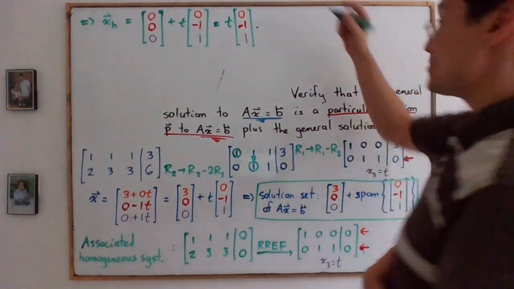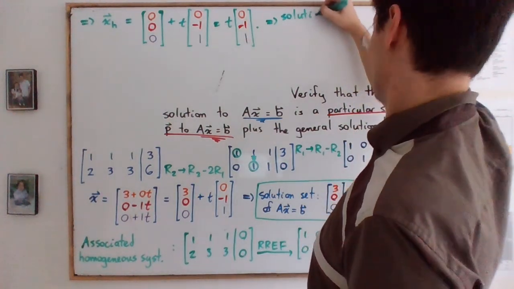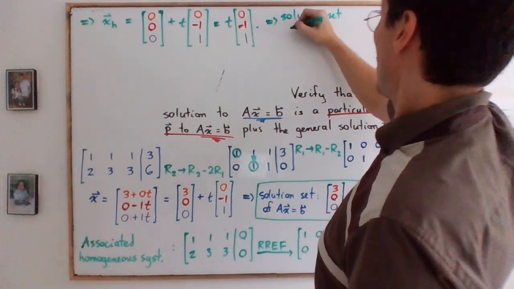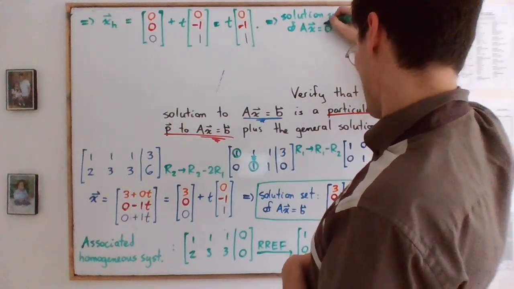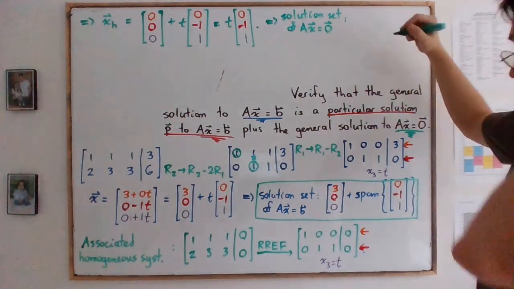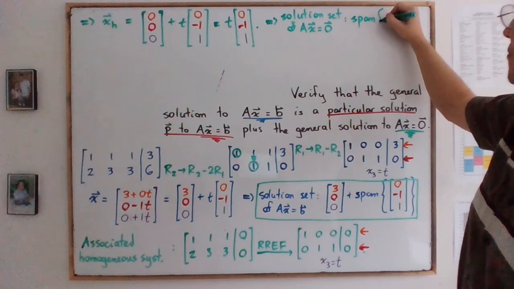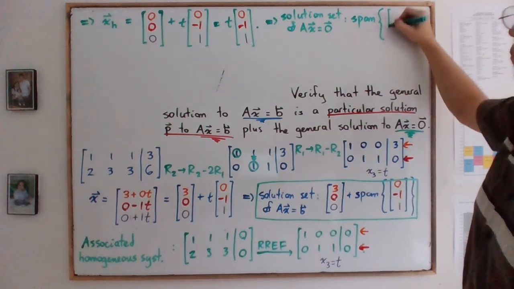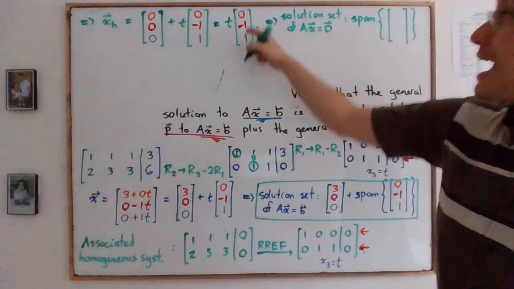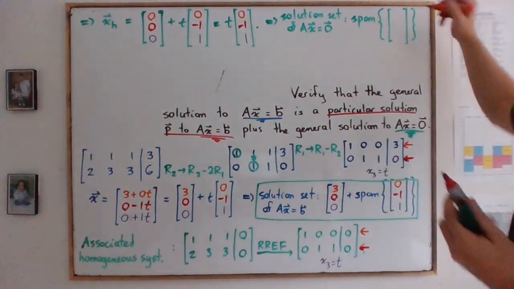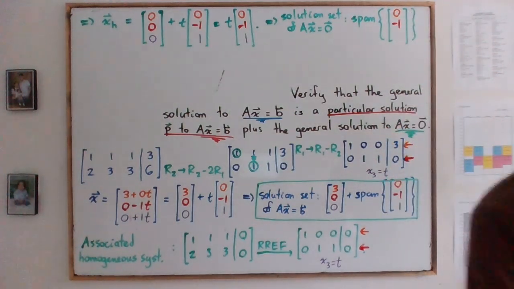So from there, as you can see, the solution set of AX equal 0 is going to be just the span of the vector that we have over here. So 0, -1, and 1.